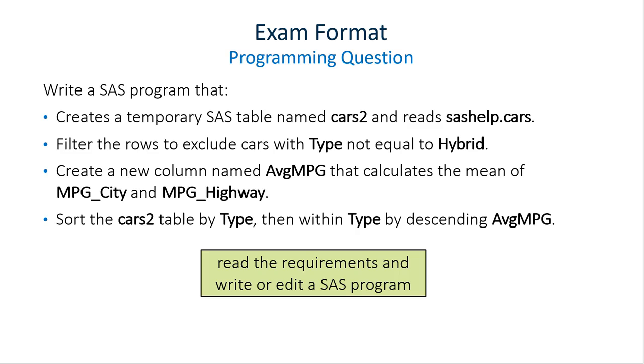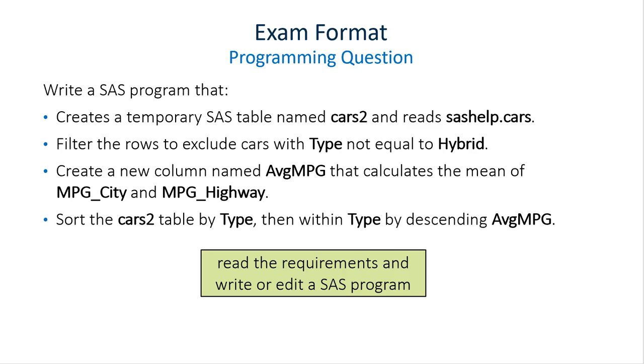Programming questions require you to write or edit a SAS program. Typically, there are several requirements for the program, and there are likely multiple ways you could write a SAS program to complete the requirements. For example, the requirements in this question ask you to create a table, filter rows, compute a new column, and sort the table. You can do this with a data step and proc sort, or in an SQL query.